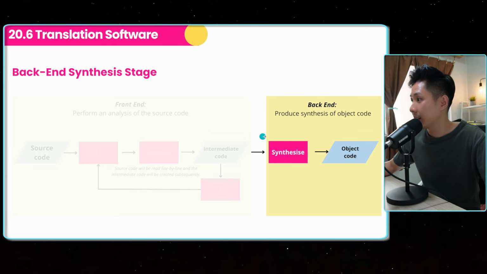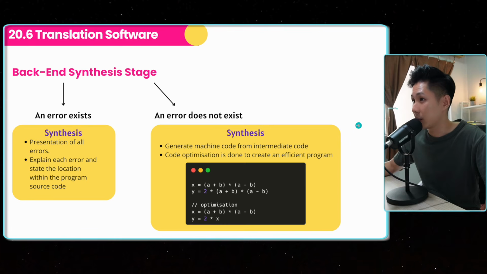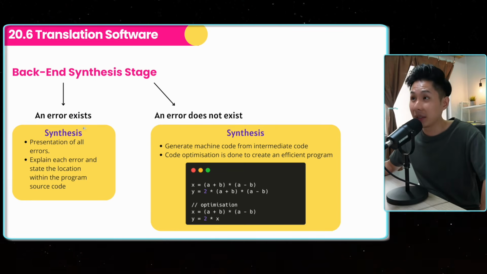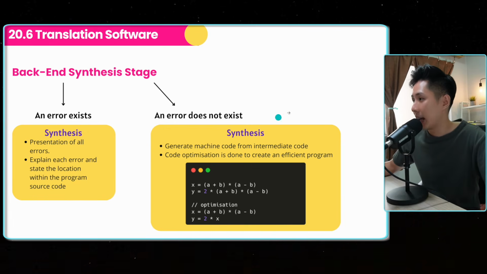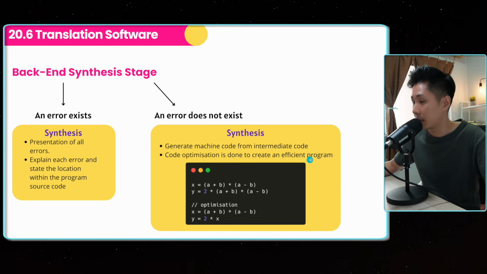Now, backend synthesis analysis. So we have looked at the front end. What the backend will do is that they will produce synthesis of the object code. So if an error exists during the front end phase, it will present all the errors and explain each error and state where it occurs. If an error does not exist, this backend process will generate machine code from intermediate code. They will also do code optimization.